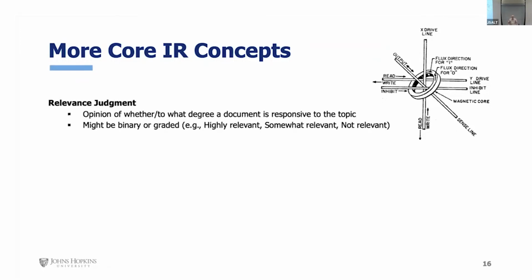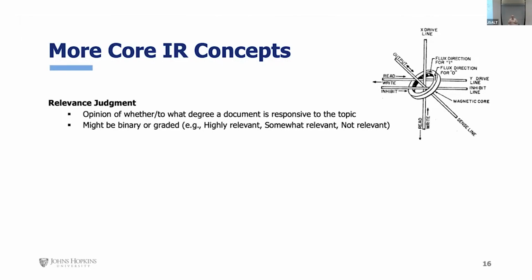A relevance judgment is an opinion about the degree to which a document is relevant to an information need. Now, this is a really weird concept for natural language processing folks, that it's an opinion, not a fact. This is one of the things that has separated information retrieval from other natural language technologies. We'll talk more about that in a bit.